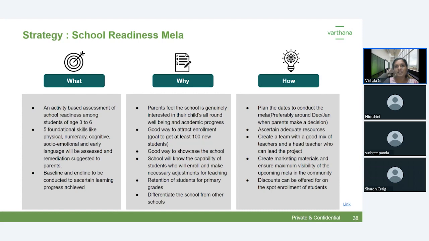Now, the School Readiness Mela is the strategy, and all the different things that you are doing, marketing, reduction of fees, word of mouth publicity, all of these are the tactics that you are using to achieve your strategy. So this is how you can plan your objective, create a strategic plan, and use tactics to achieve this.